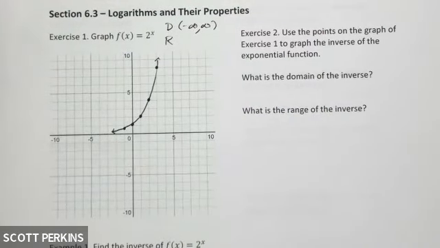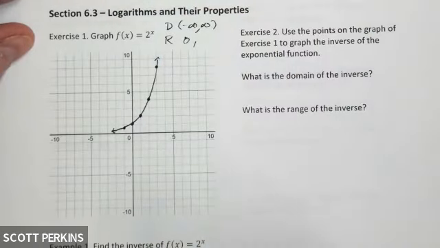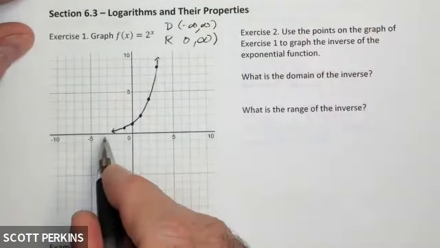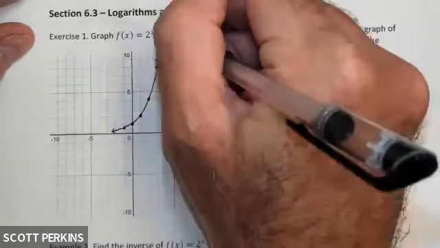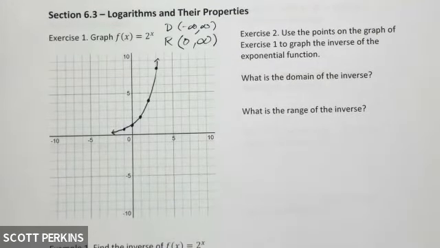And then the range: the basic exponential function does not go below the x-axis. So 0 is the lower bound. And then infinity, you can see clearly it goes up really fast. This is never going to go through the x-axis, so I'm going to put a parenthesis over there. So that is a review assignment. If you have not done the homework from section 6.2, that is the essence of where we started.